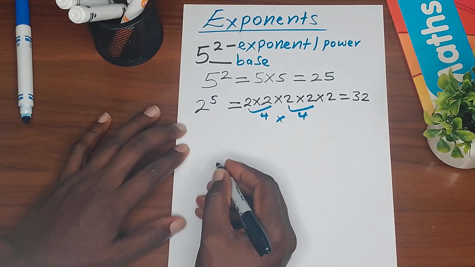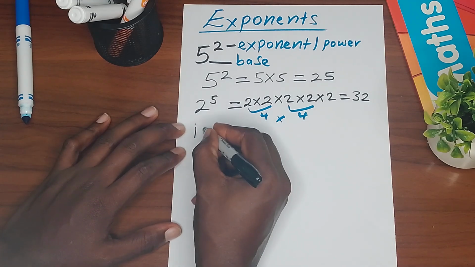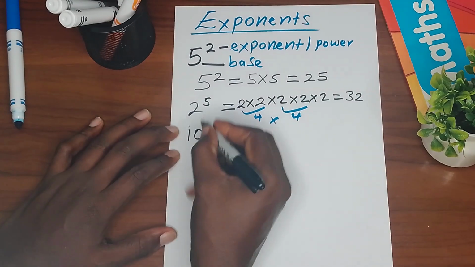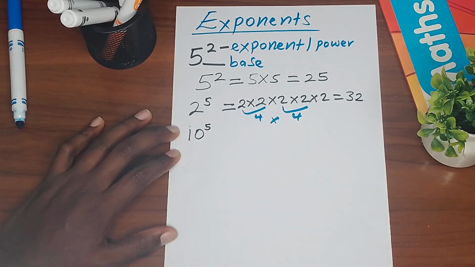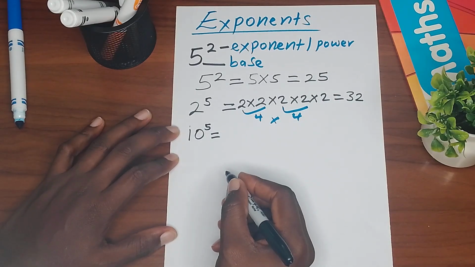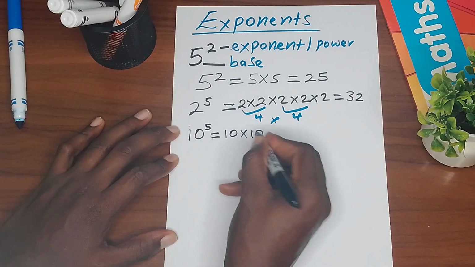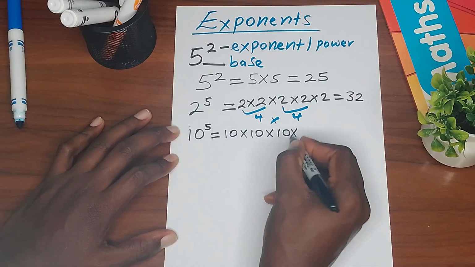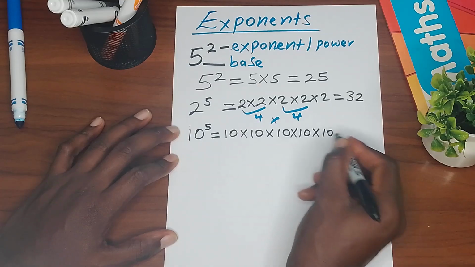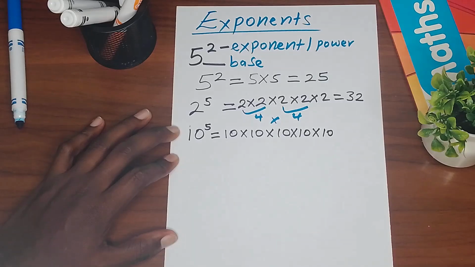So let's look at another example. As I promised you, a power of 10, or a base that is 10 and a power. Now in this case, this means that we are going to take 10 times 10 times 10 times 10 times 10. 5 tens. 1, 2, 3, 4, 5.